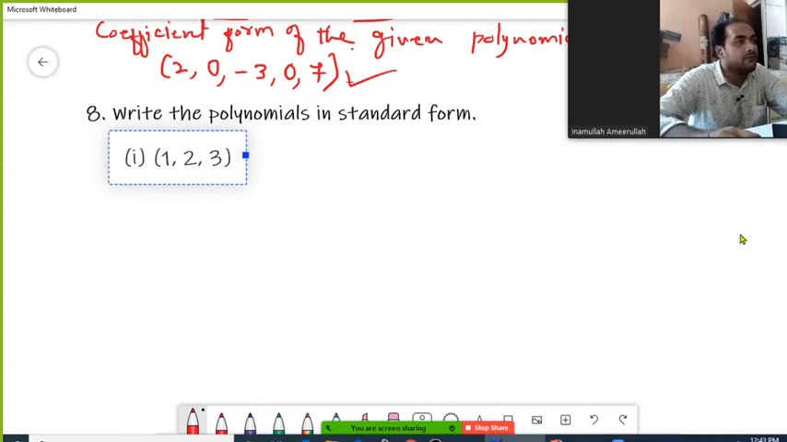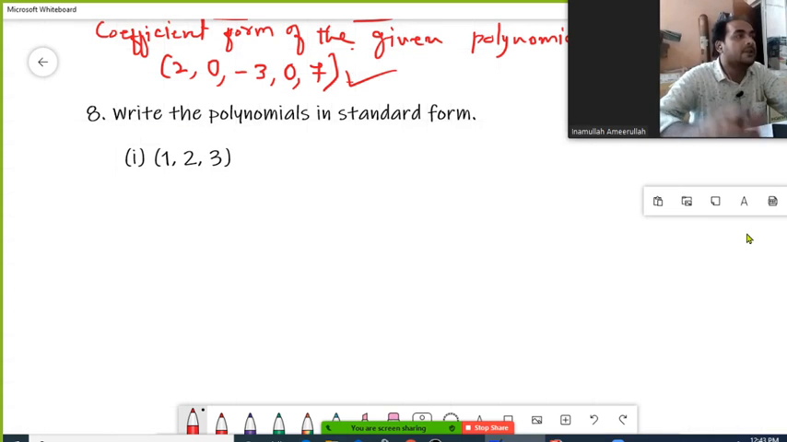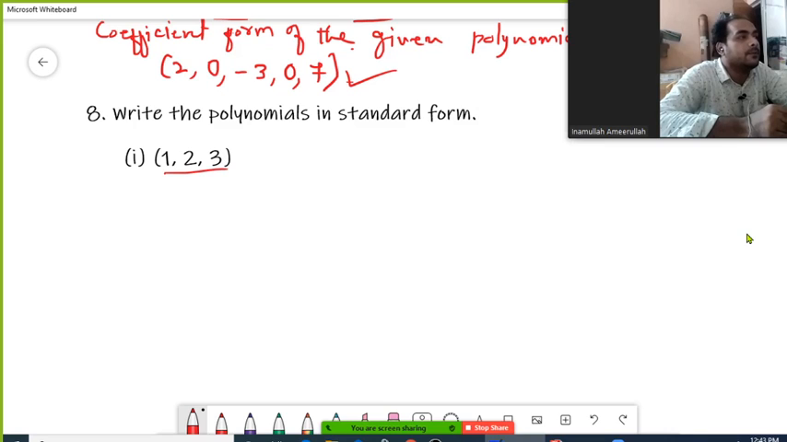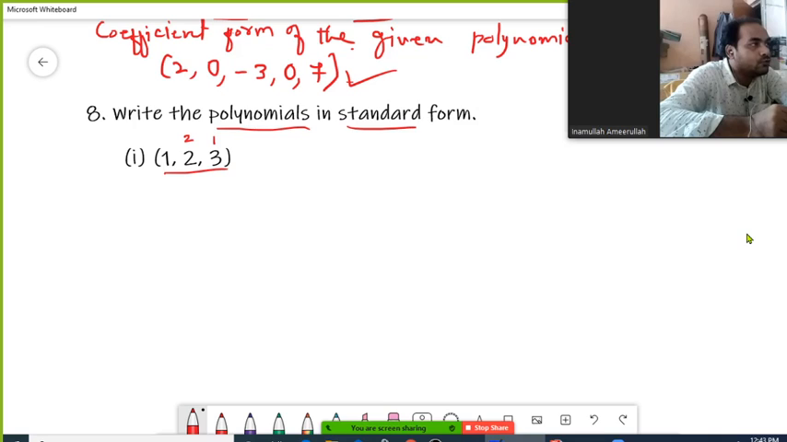This is your first question, and we need to convert. Look, this is coefficient form. We need to convert this coefficient form into standard form of polynomial. So any variable can be considered. So we will start counting. You can start from right hand side. This is 1, this is 2, and this is 3. So this coefficient form has 3 coefficients in the bracket.